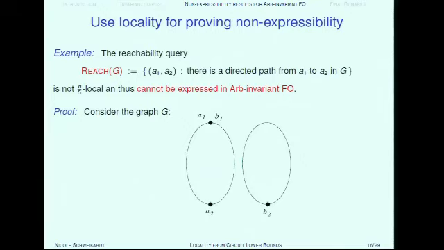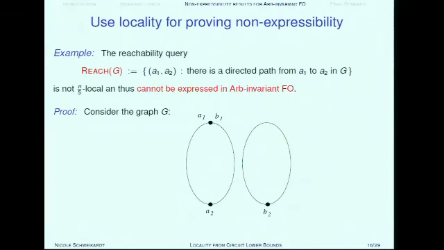The standard textbook example is reachability. The reachability query associates with the graph the set of all tuples of nodes that are reachable, in the sense that there is a directed path from the first to the second element in the tuple. How about this query? You look at two big circles, and each of these circles contains n over 2 elements. And we can see that the reachability query is not n over 5 local on this graph here.